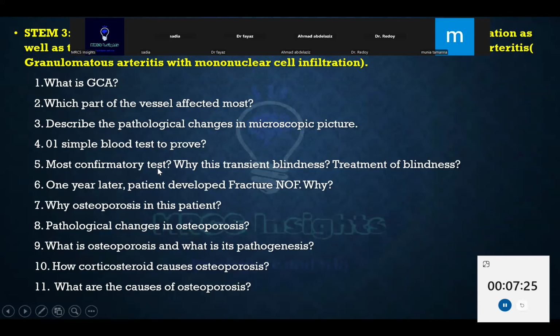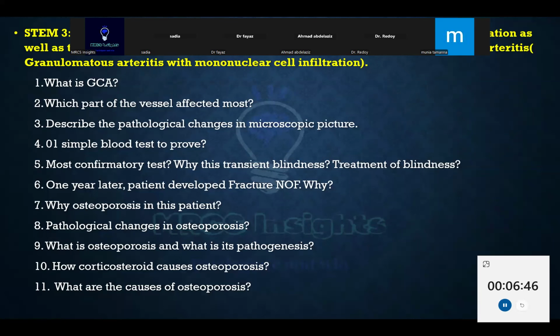A biopsy of the affected vessel. Which artery? The affected vessel, but most commonly the superficial temporal artery. Very good. And now tell me why this patient is having transient blindness. Maybe because of the involvement of the ophthalmic artery, which gives the central retinal artery, which is an end artery, causing blindness. Very good.